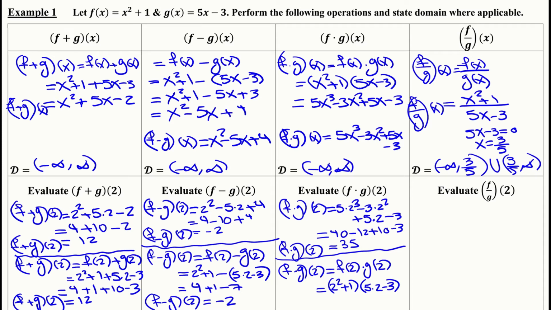So that's 5, and that's 10 minus 3, 7. So we get 5 times 7, which is, of course, 35. So whether we calculate it directly by going just straight to f and g definitions, or indirectly by first computing the product function for a general input x and then just substituting the specific input 2, we get the same result.